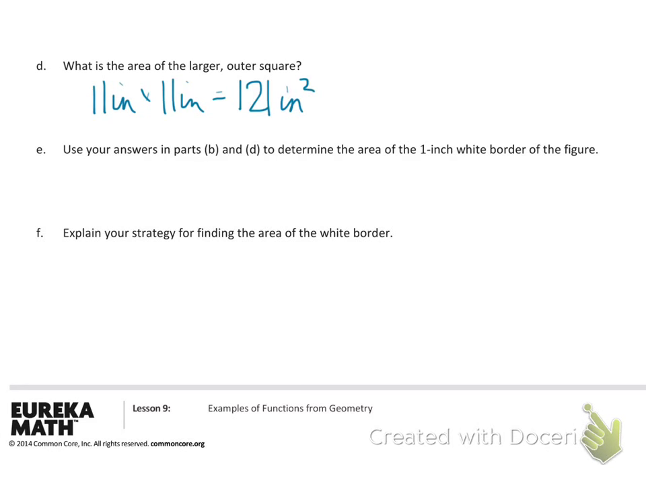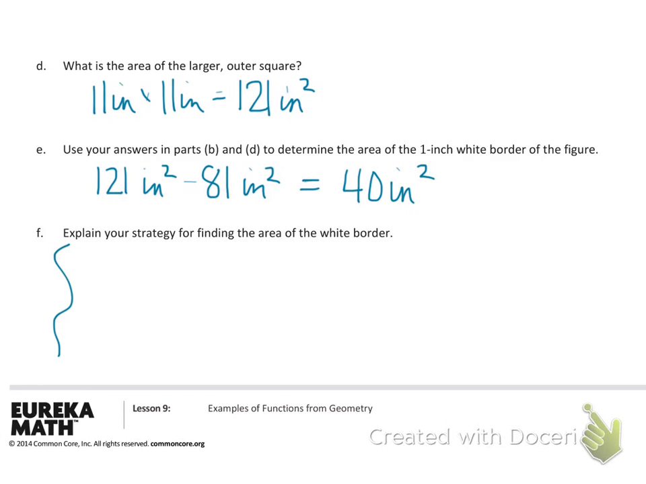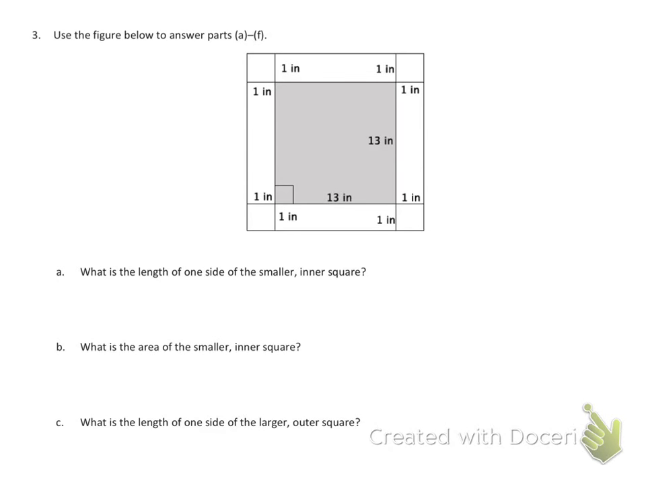Then to use my answers, I can still subtract 121 inches squared minus 81 inches squared. Take the whole thing, subtract off the inside, and I get the area of the border. You should have an explanation for your strategy, especially if your strategy is different than the one that I'm describing.